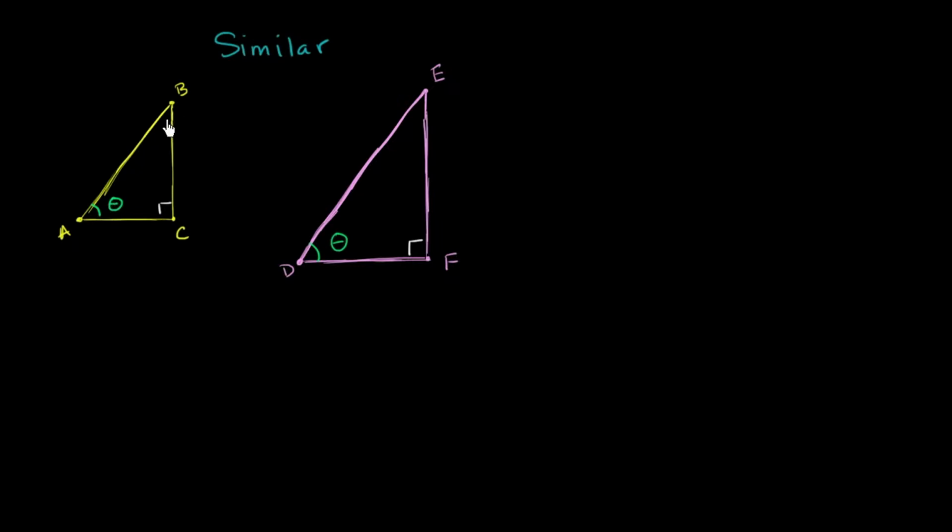That means that this angle plus this angle up here have to add up to 90. We've already used up 90 right over here. So this angle A and angle B need to be complements. So this angle right over here needs to be 90 minus theta.